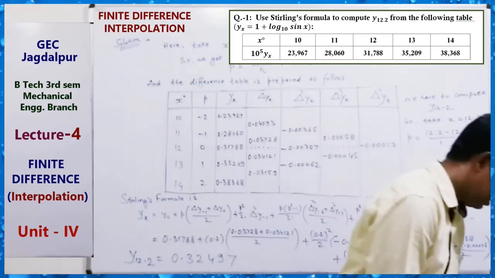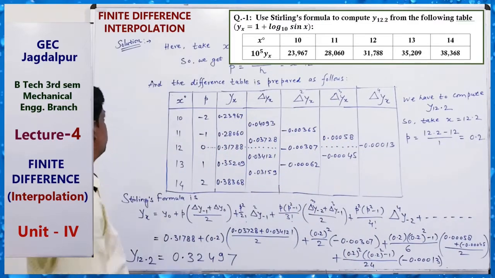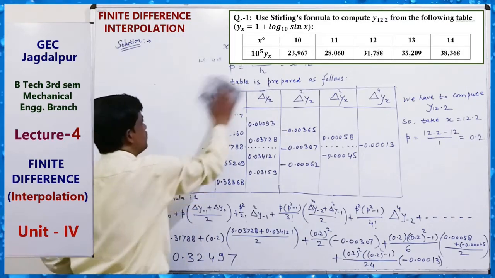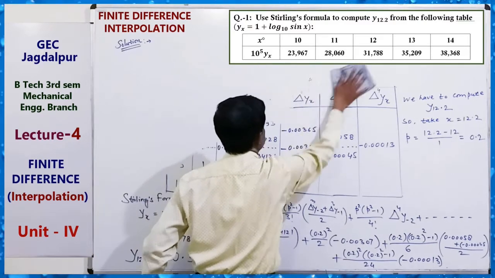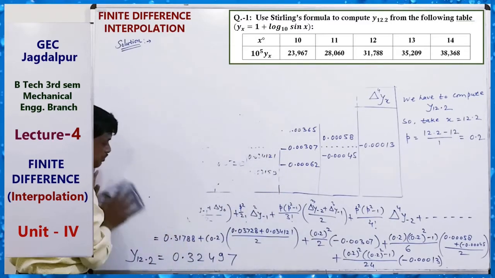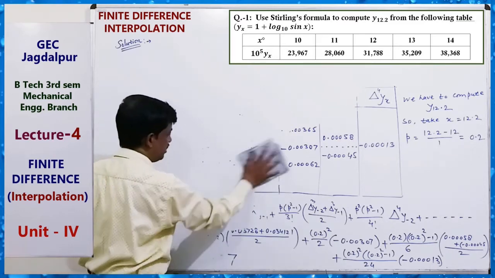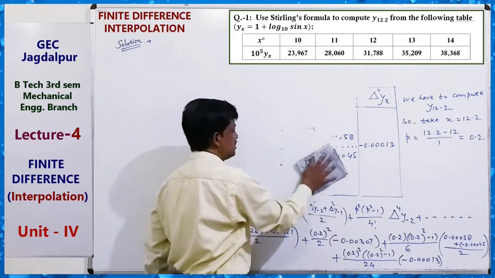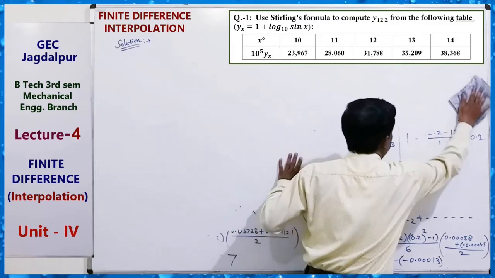Now, just take another question using Bessel's formula. Table preparation is very important, and identifying the value of x, the value of x0, the origin, and the value of p. Just remember and write the formula correctly, and then use values from the table, differences and other values in the formula, and you can get the value.